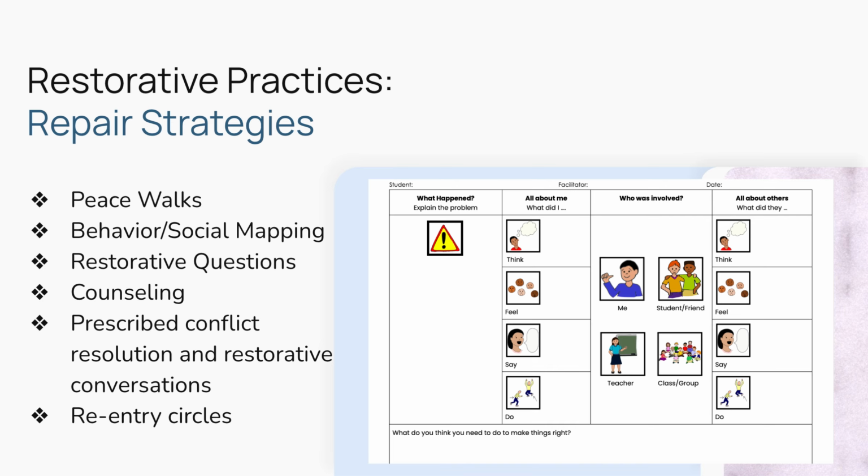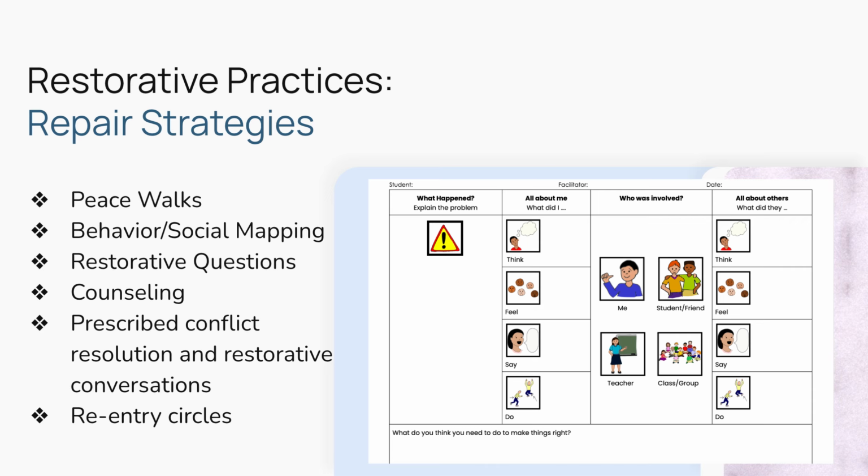So just to take you through it quickly, it says what happened and ask the child to explain the problem. I'm going to use a student as this example, but what happened, explain the problem. Then it says all about me. This is where those I statements come in, without saying we're having you make an I statement, but we ask them what they were thinking, what they were feeling, what they said, and what they did during the time of the conflict. Then we talked to them about who was involved.